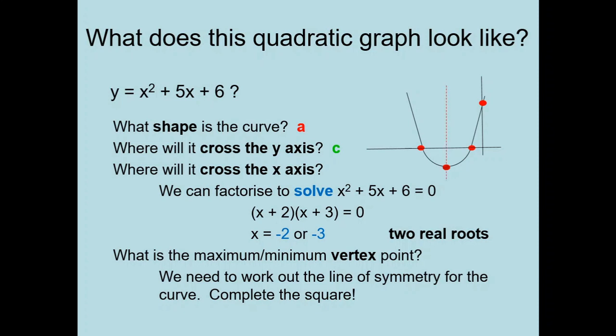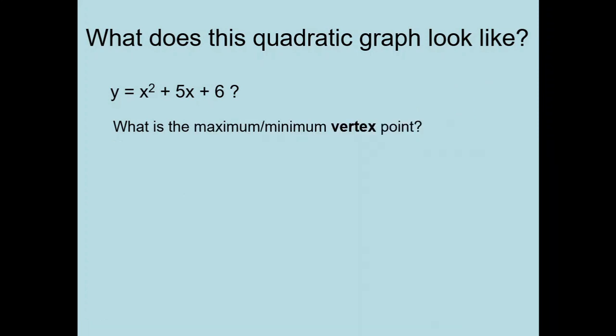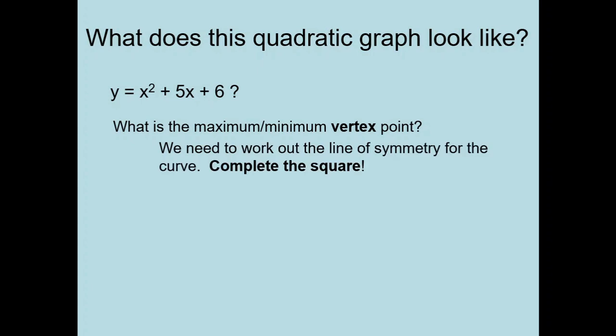Here's my line of symmetry. It's perfectly in between my two roots. If I can figure out what that x value is, I can figure out what the y value is down here, and I'll get my xy coordinate for the vertex. And for that, let's do the completing the square. So what is the vertex point? First, we'll complete the square to work out the symmetry of this curve.